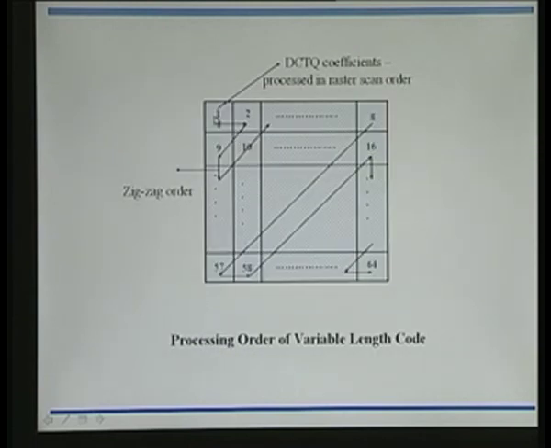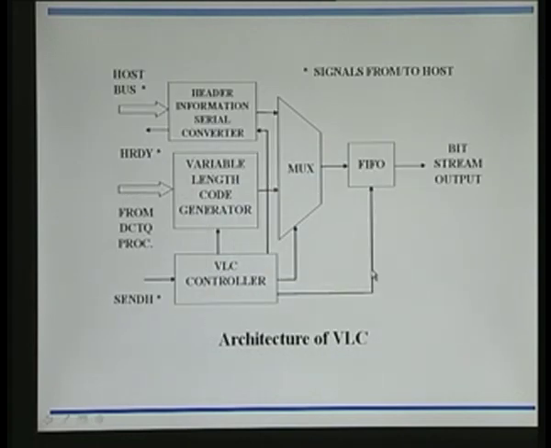The DCTQ is actually created in raster scan order 1, 2, 3, up to 8, then 9 and so on. This is per block. A block is 8 by 8 pixels, and in VLC you have to code in this fashion: 1, 2, then 9, then go on to 17, then 10 and so on. It goes diagonally. It is called zigzag order, and right up to 64, and this is for the variable length code processing.